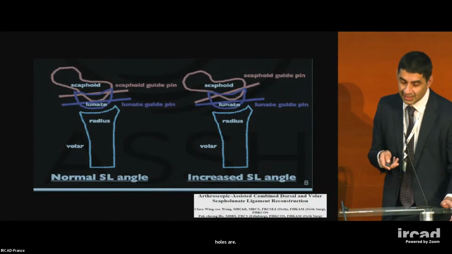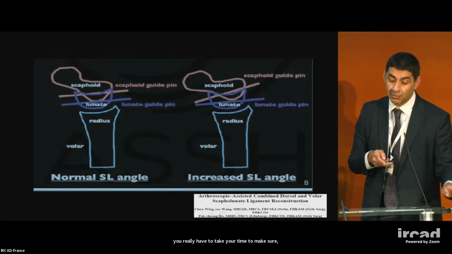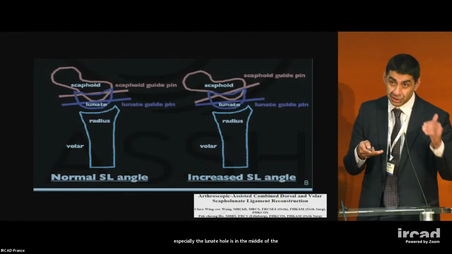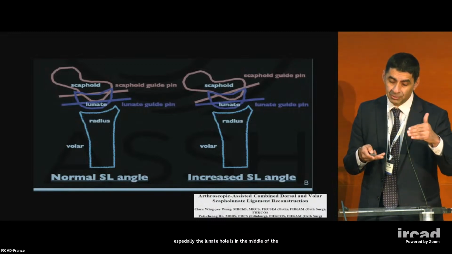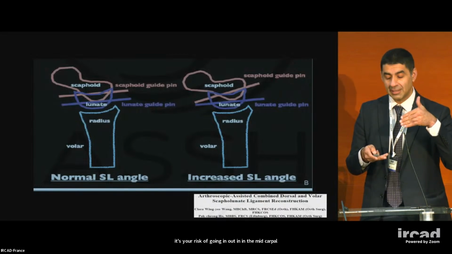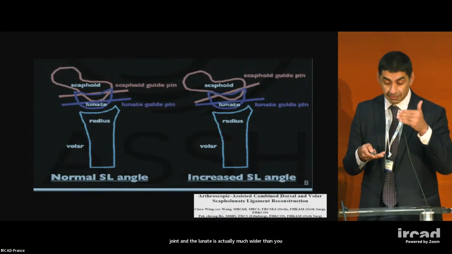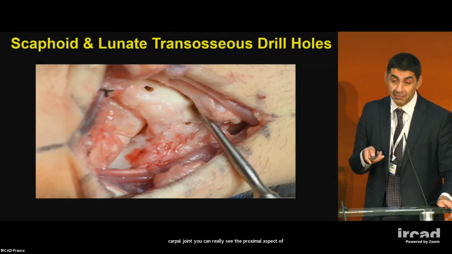This is where you really have to take your time to make sure, especially the lunate hole is in the middle of the lunate. And people cheat, and they cheat too distal, and you're at risk of going into the midcarpal joint. And the lunate is actually much wider than you think. So if you put a Freer in the radiocarpal joint, you can really see the proximal aspect of the lunate. So the drill holes, it's a 3 millimeter hole in the lunate and a 2.5 in the scaphoid.